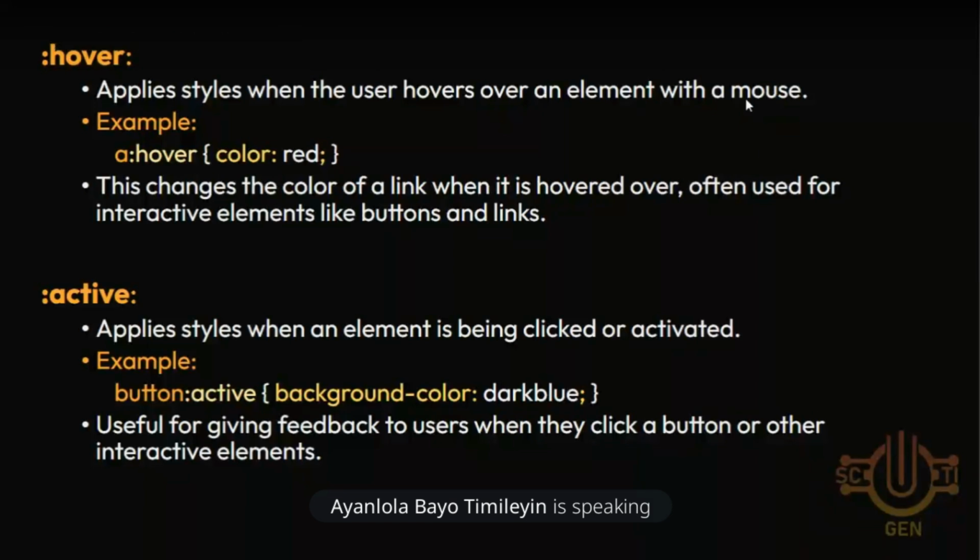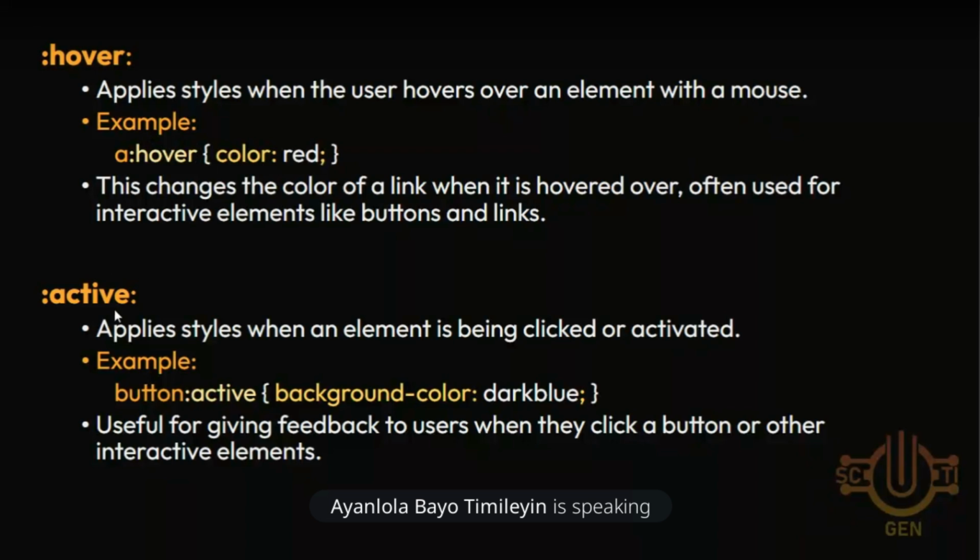So hover applies styles when the user hovers over an element with a mouse. So if you're using your mouse just as I'm doing right now. So for instance, I may likely want to change the color. Now the text color of this example here is orange, right? Or you may want to create a functionality whereby if a user mouses over this example, then the text color should change to maybe green or black. So this hover is what you can use.